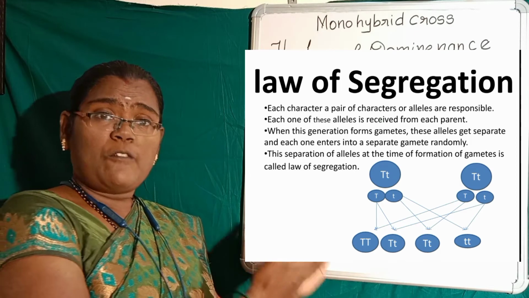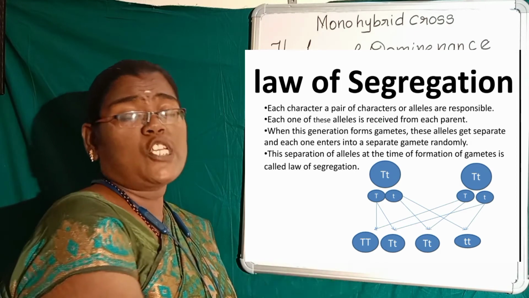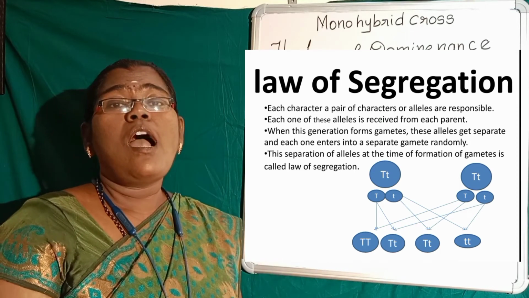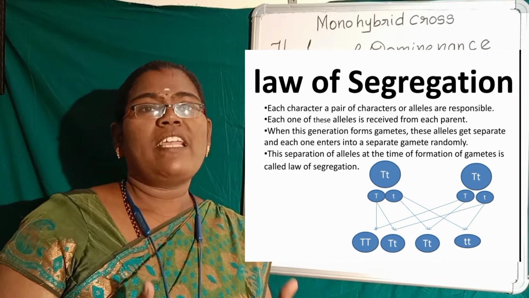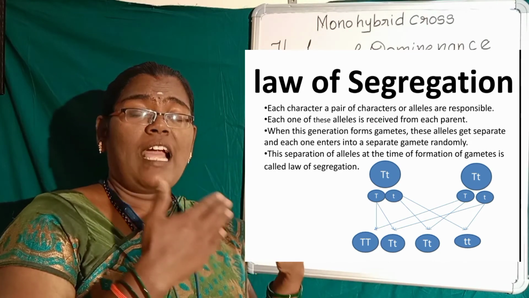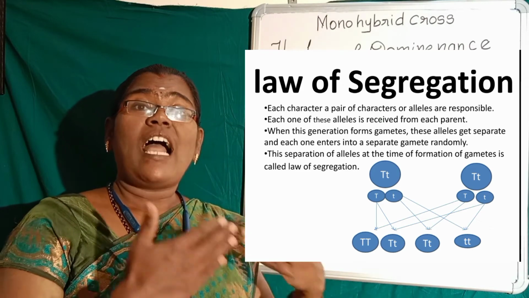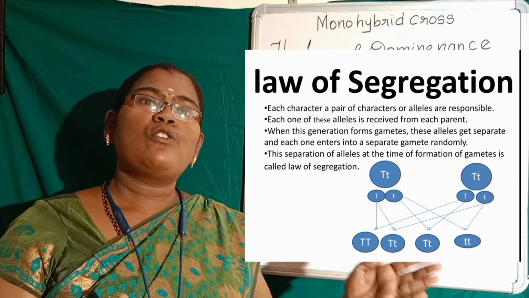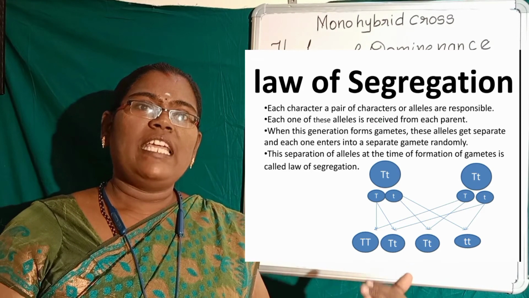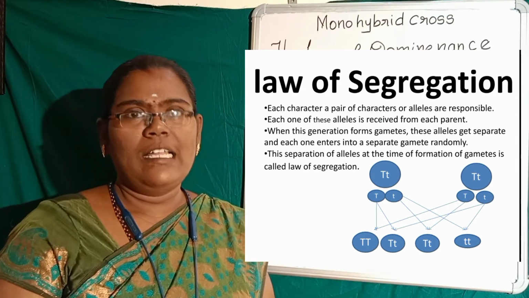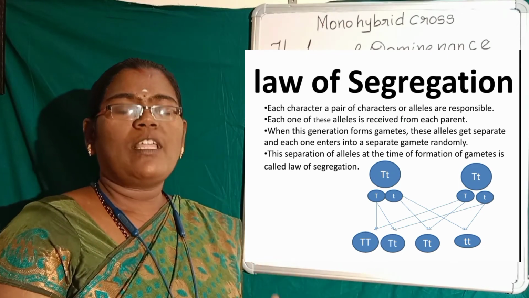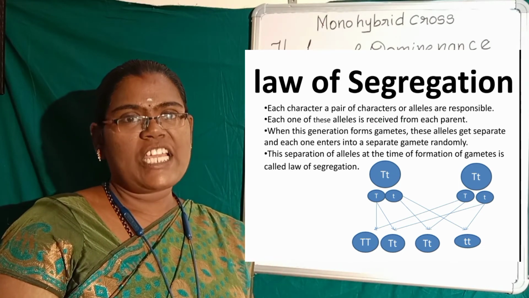This type of segregation, this type of separation, we are calling the law of segregation. So this law of segregation explains that at the time of gamete formation, the alleles can separate individually, and they can fuse with any other alleles. This explains the law of segregation.